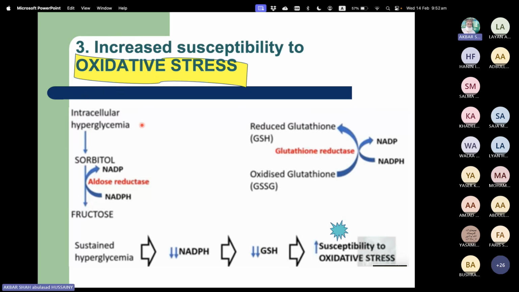When there's an increase in the glucose inside the cells, sorbitol is converted into fructose. This happens by the help of this enzyme, aldose reductase, and it uses this very important molecule. NADPH is converted into NADP. This is like a currency. We know ATP is a currency. It is an energy currency used in different structures. So this is also a currency. This is also an energy bond. NADPH is converted to NADP.